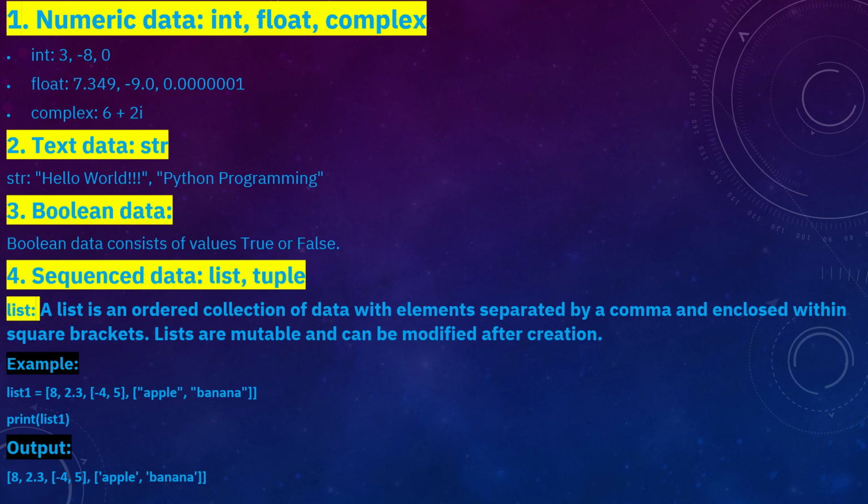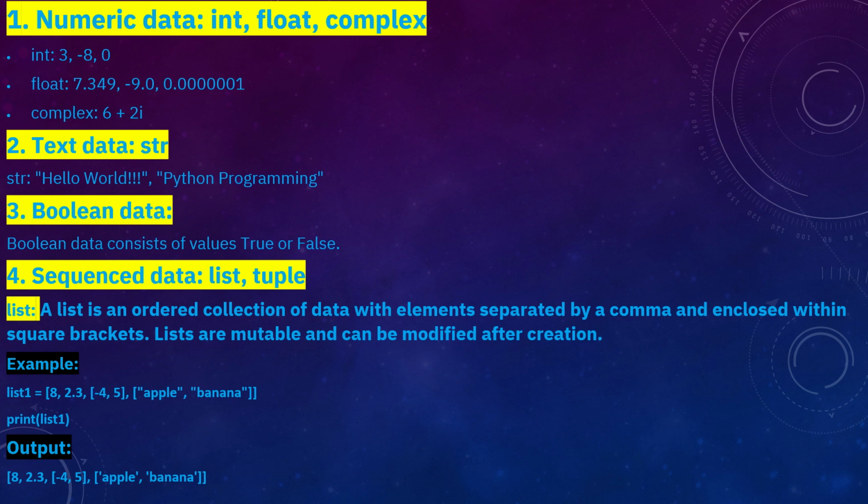2. Text data, str. Examples of str: "hello world", "Python programming". 3. Boolean data. Boolean data consists of the values True or False. 4. Sequenced data: list, tuple.